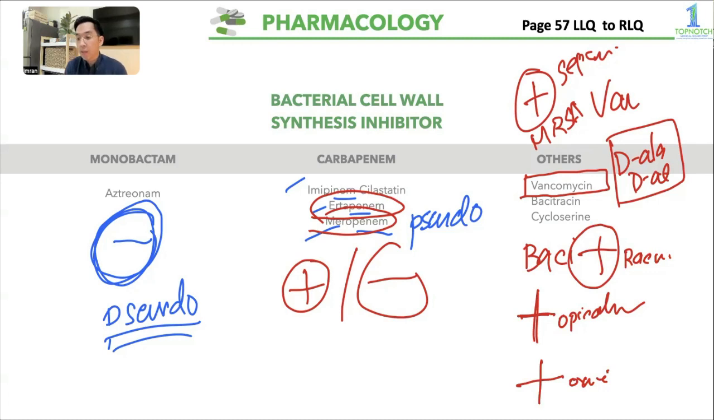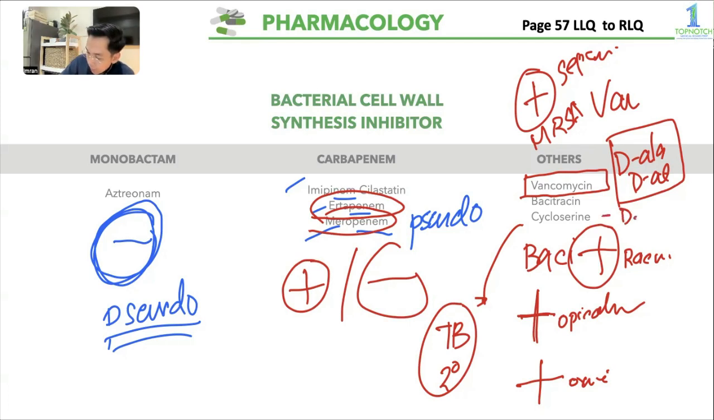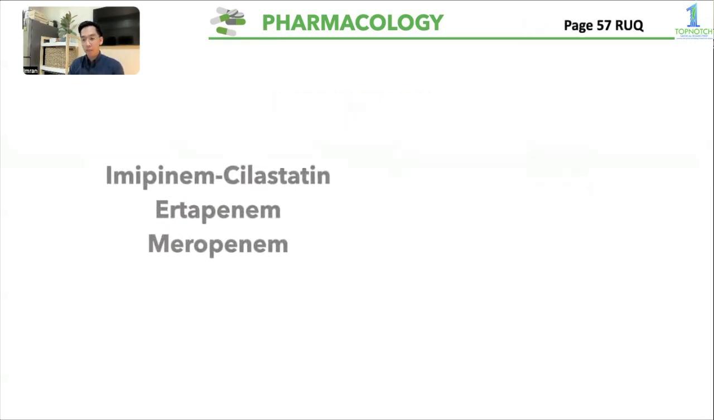Okay? So yan. Yung cycloserine naman, it's another bacterial cell wall synthesis inhibitor na mas ginagamit lang sa tuberculosis as a second line agent. Okay? It's neurotoxic, kaya siya less used. So similar to your vancomycin, it also blocks the incorporation of your D-ala. So those are your bacterial cell wall synthesis inhibitors.